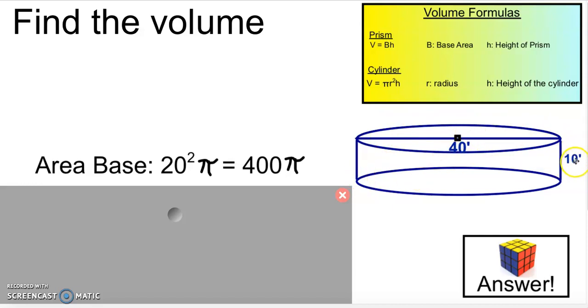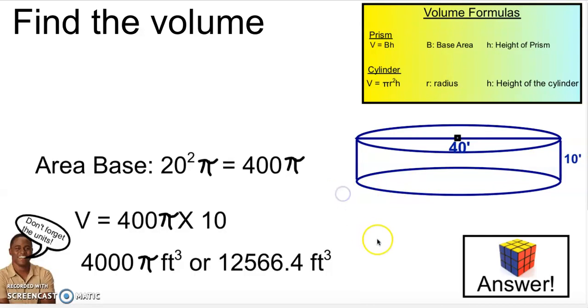And then I just take that number and multiply it times 10 because that's my height. And that's going to give me 4,000 pi feet cubed. And I can multiply that times 3.14 to get 12,566.4 feet cubed, or cubic feet, depending on how you want to say that.